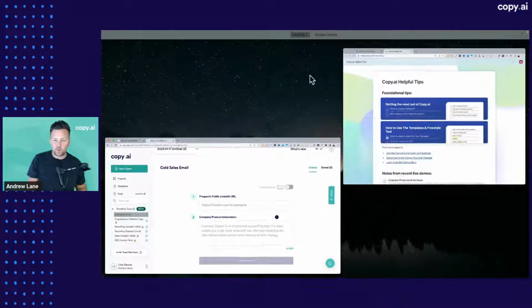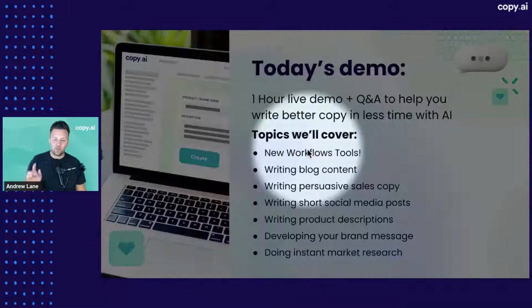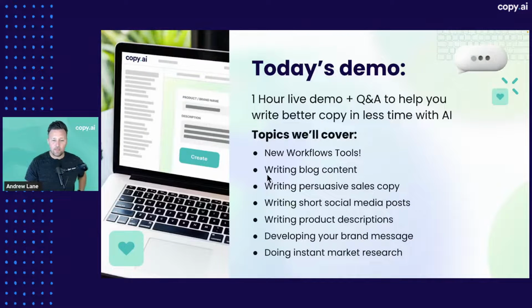So that's a few things we're going to cover today. Really exciting new features coming down the pipeline. Also, the most common use cases are blog writing, sales copywriting, social media posts, writing product descriptions, developing your brand message, and using AI to learn more about your customer, their fears, desires, pain points, and describe them better and start writing more catered content that will grab their attention and help them understand the value that you're providing with your business.